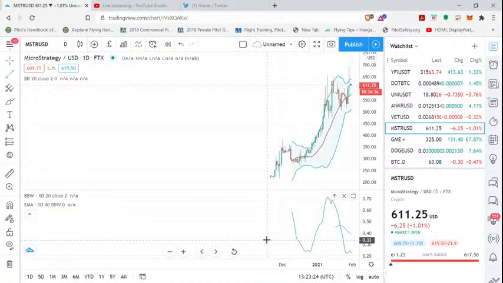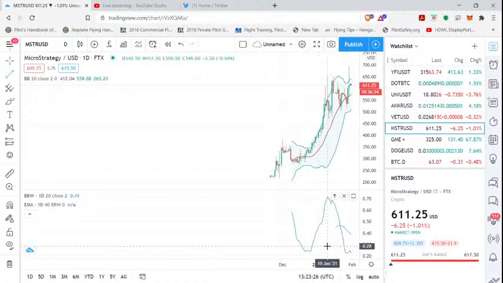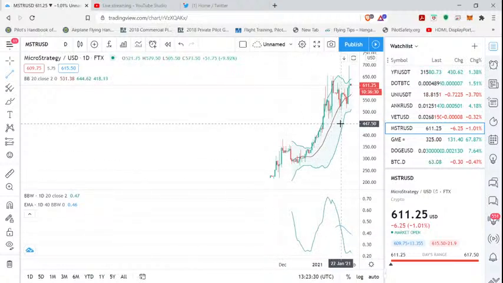Here is MicroStrategy. It's pretty much going to follow what Bitcoin does. I don't have enough history on this to really give a strong read. I mean, it looks like reaccumulation here, and just kind of got a little too hot on that wick.